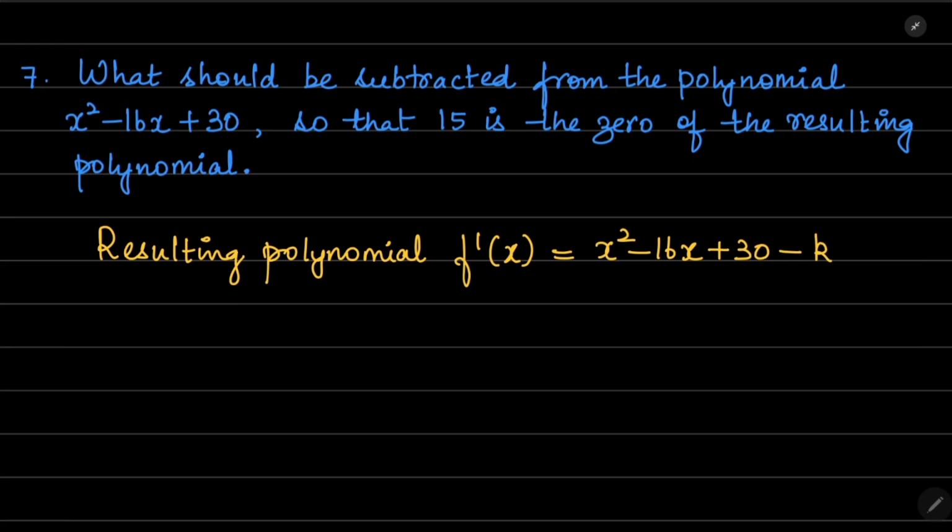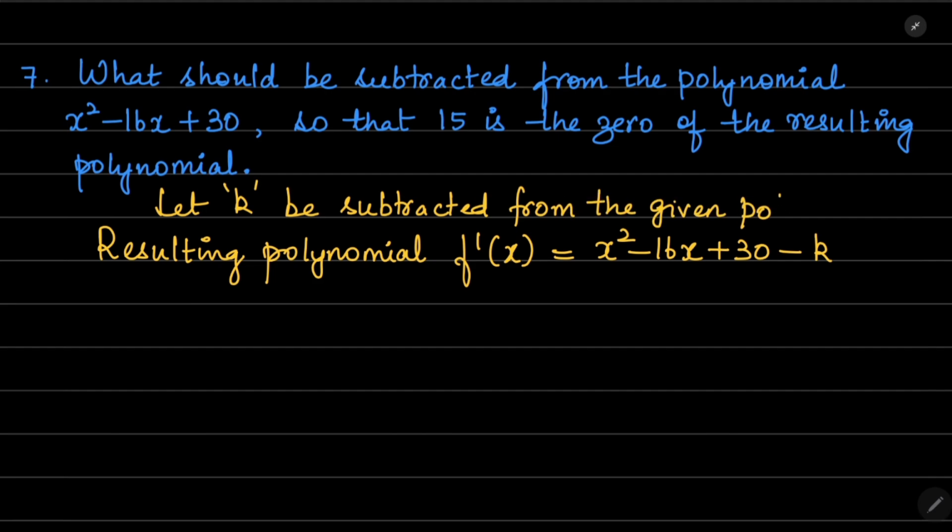What are you asked? What should be subtracted from this polynomial? So let k be subtracted from the given polynomial. Therefore, the resulting polynomial is nothing but f dash of x equal to the polynomial minus k. Now, what are you given?